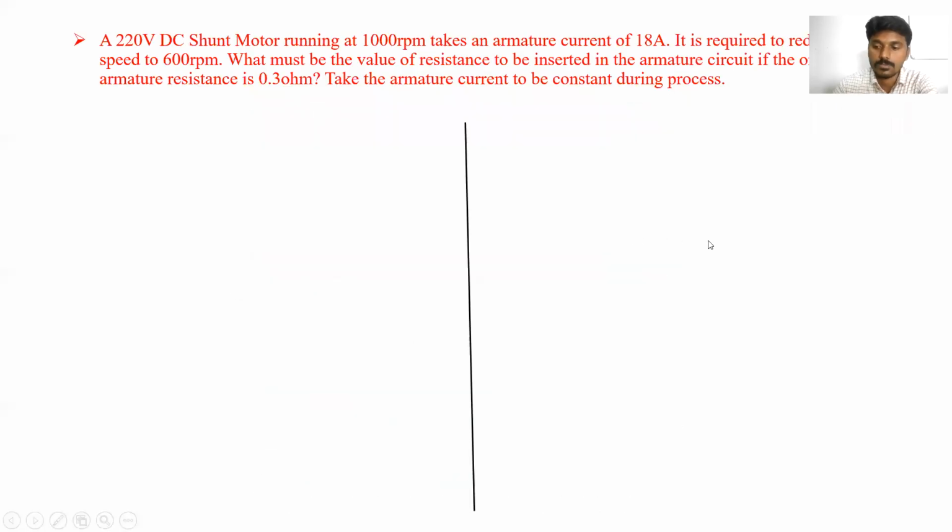So today we are going to see one or two numericals on the rectifiers. So let us take one small numerical.